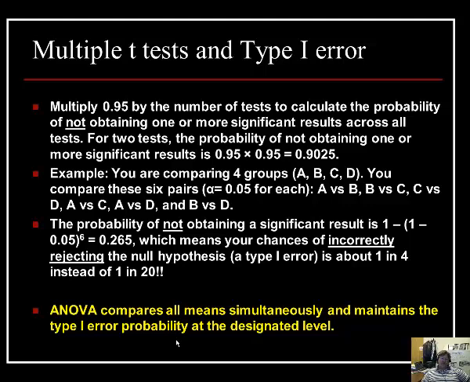So what ANOVA does, it compares all those means simultaneously and maintains the type 1 error probability at the designated level. So that's a lot of detail. For this course, I'd just like you to recognize that multiple t-tests aren't efficient, that they increase the type 1 error rate, and that if we have more than 2 groups, we're probably looking at wanting to do ANOVAs instead of t-tests.